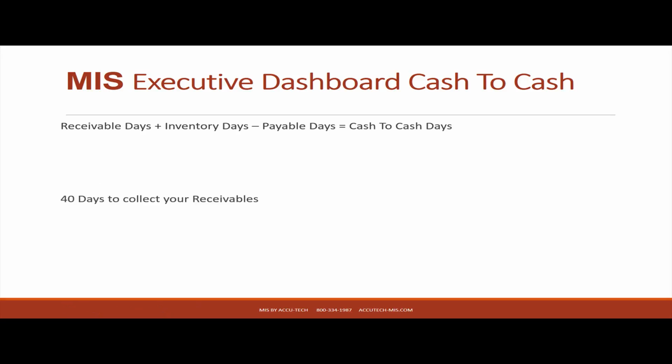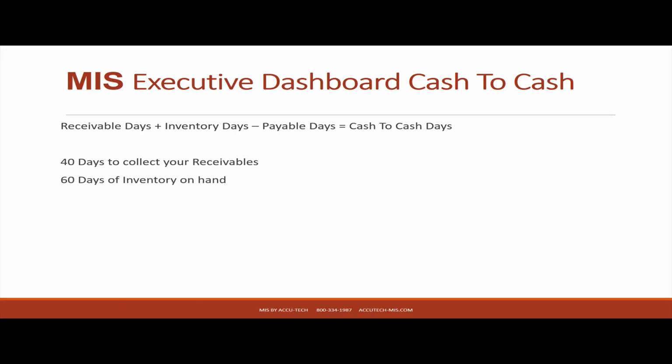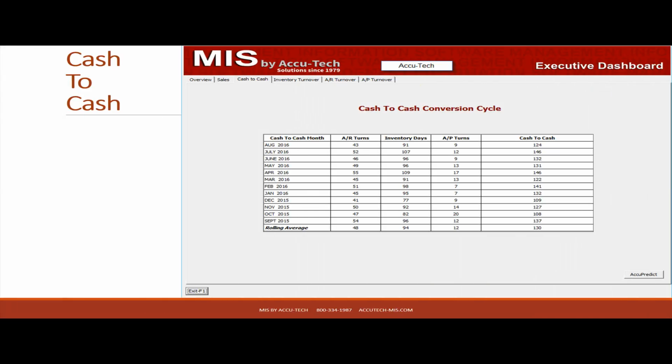For example, if your customers take an average of 40 days to pay their invoices, and the inventory held by your company averages 60 days, then we will offset these figures by an average accounts payable period of 25 days, and this will result in a 75-day cash-to-cash duration. This outcome states that a business must support its expenditures for a period of 75 days. Now let's look at the executive dashboard, as it will take your information for each month and display cash-to-cash days for the last 12 months and also provide a rolling average.